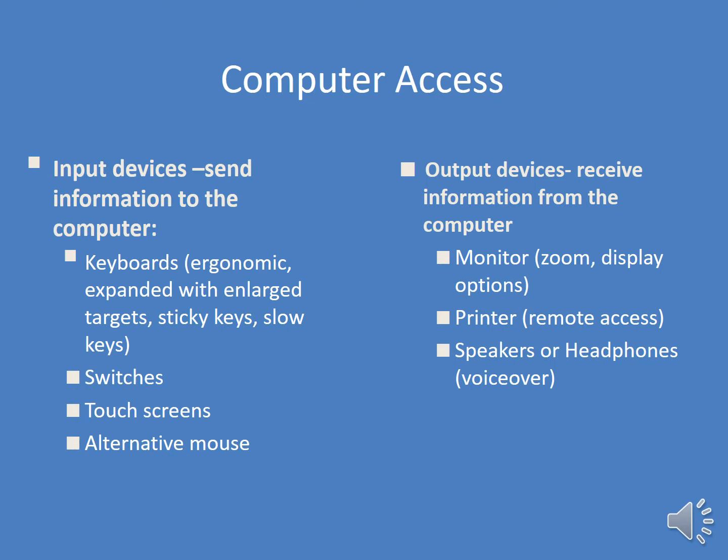In terms of computer access, when we talk about assistive technology, we really look at two different areas. The input device, which includes the keyboards or a switch or a touch screen or mouse, and then the output device, which includes the monitor, the printer, or speakers.